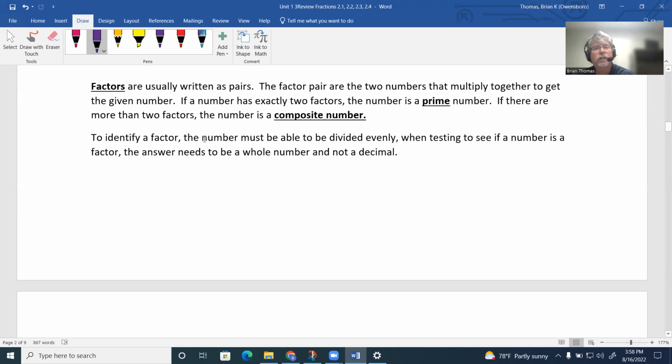To identify a factor, the number must be able to be divided evenly. When testing to see if the number is a factor, there can't be a decimal. So the answer needs to be a whole number and not a decimal. If you're using a calculator to test using division, a decimal number on the calculator as an answer will signal that that is actually not a factor of the number.